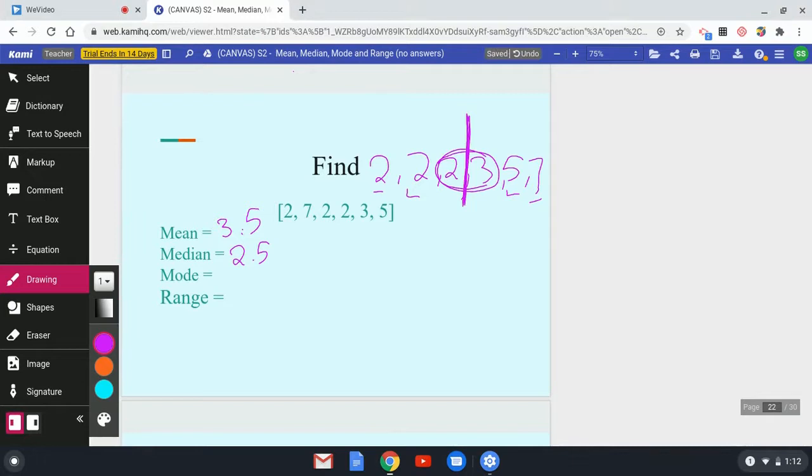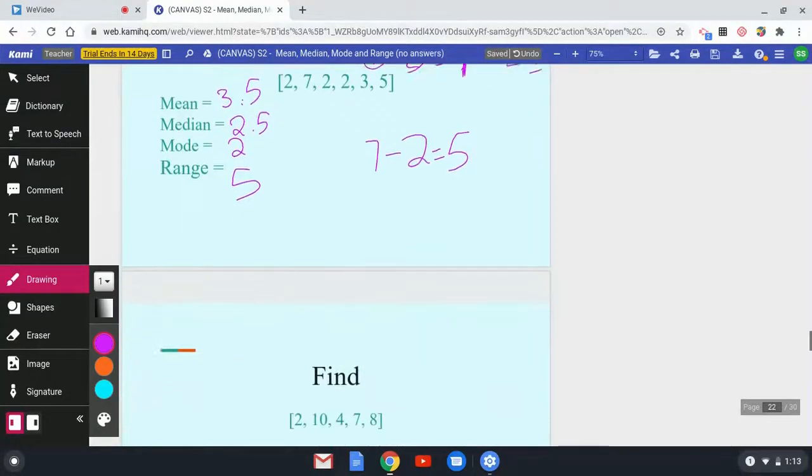The mode is the one that appears the most. So what shows up the most? 2. The range is the difference between, so the range is the high minus the low. So our range is 5.